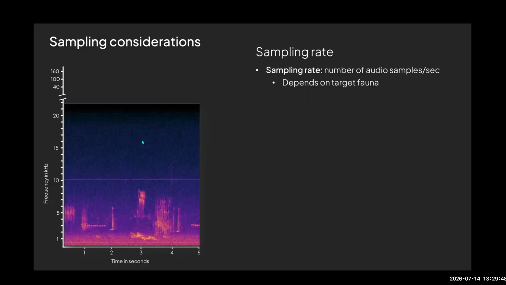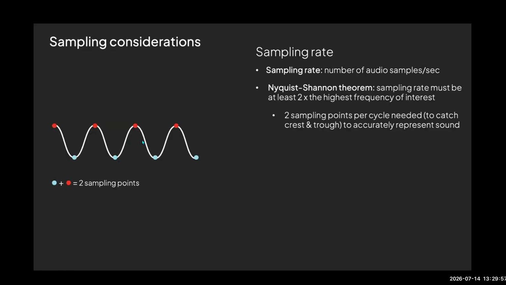Now, for the sampling rates, it's kind of obvious, but we want to make sure that we're getting the frequency of the things that we're interested in. A really important thing to consider here is the Nyquist-Shannon theorem. It determines that the sampling rate must be at least twice as high as the highest frequency of interest. That's because you need 2 sampling points per cycle to catch the crests and the troughs to accurately represent each of the sound waves. That means if you're interested in, let's say, a bird at 3 kilohertz, you want to make sure that you're recording at least 6 kilohertz to capture that bird.